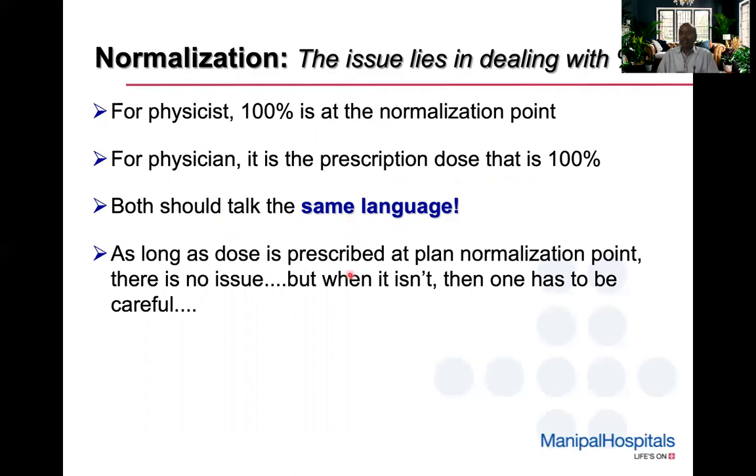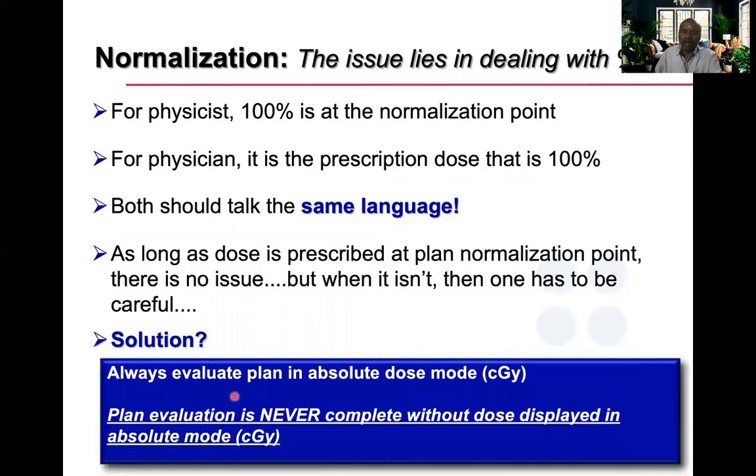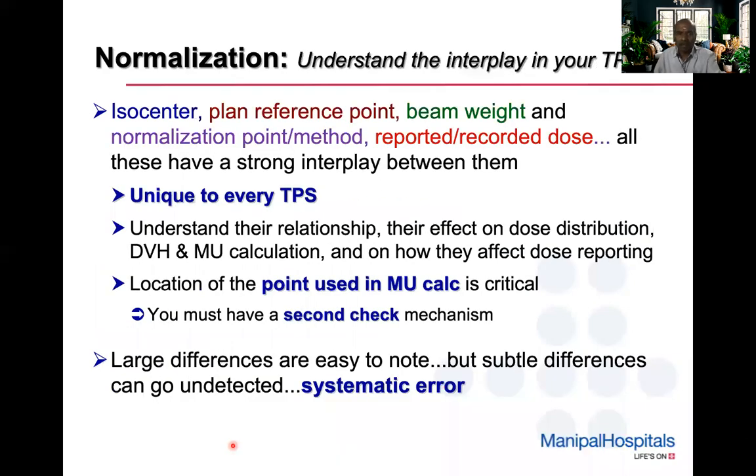As long as the dose is prescribed at the planned normalization point, there is no issue at all. But when it is not, then one has to be careful. This is the issue that lies in dealing with the normalization. So what is the solution? The solution is to always evaluate the plan in absolute dose mode, that is, in centigray. Please remember that plan evaluation is never complete without the dose being displayed in the absolute dose mode, that is, in centigray mode.